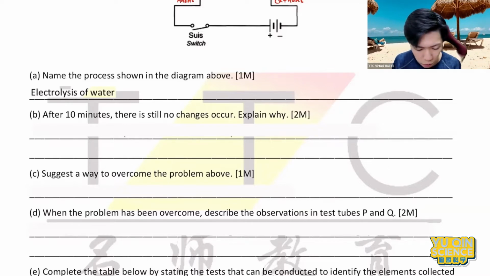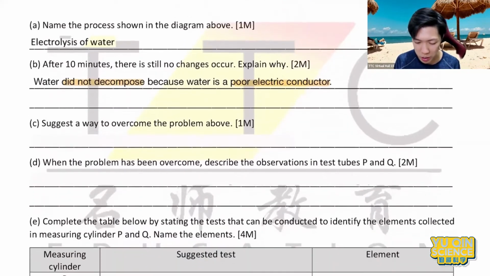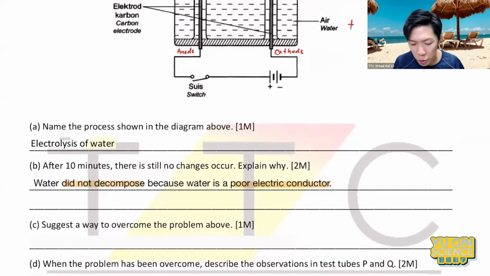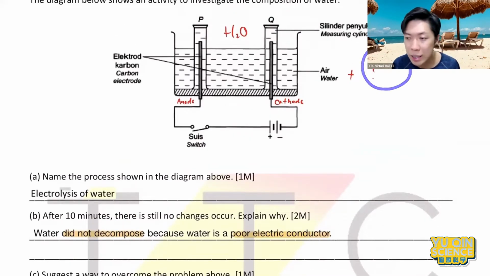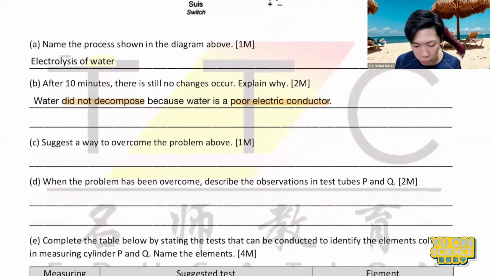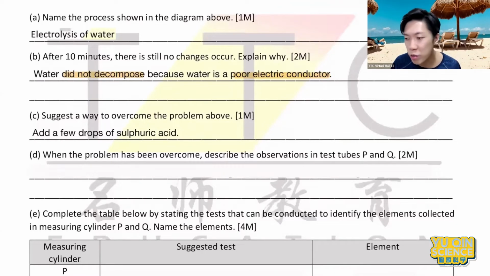So for the reason, 2 marks. Number 1, water did not decompose. The water did not break down. Why? Because water is a poor electrical conductor. 2 points. Okay, and then the question says, suggest a way to overcome the problem. So what should we do? Of course, we will add the acid. Either you write sulfuric acid or you write hydrochloric acid, both okay. So I'm just going to follow what we used to, which is a few drops of sulfuric acid.